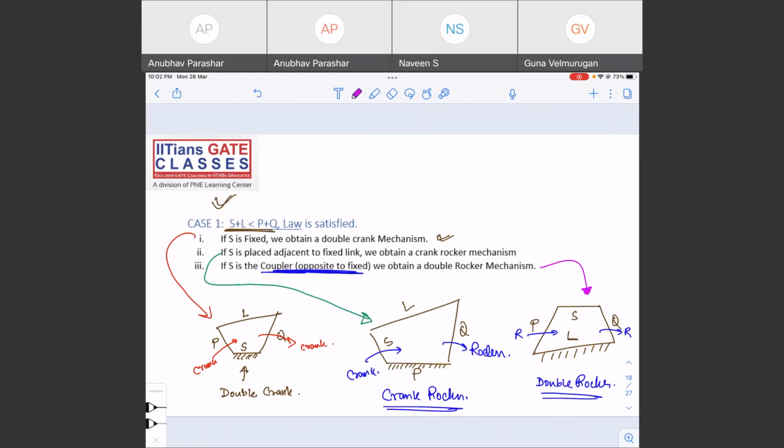I know people do have confusion about how to remember all these things. Yes, the third: the law is satisfied. As I said, if the law is satisfied, it is not necessary that every time you'll get a double crank. You might also get a double rocker. But if you want a double crank, then the law has to be satisfied. Both the lines have different meanings.